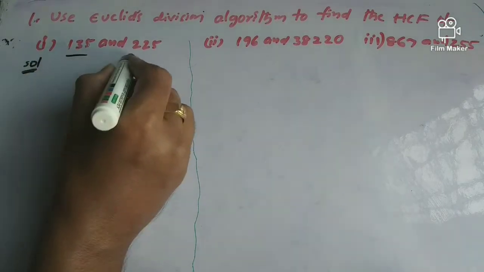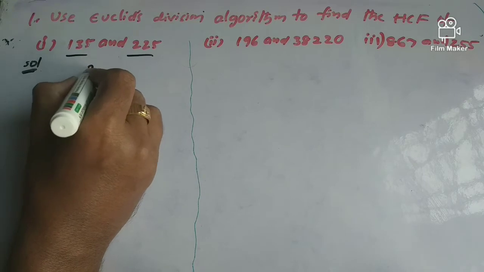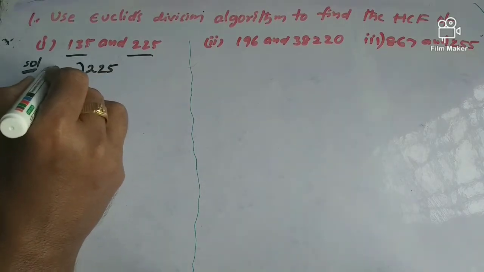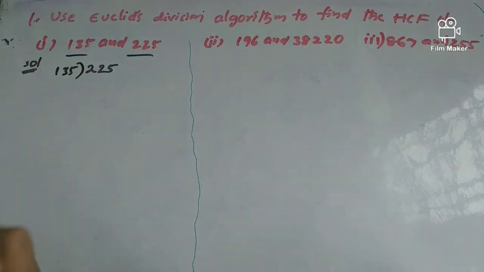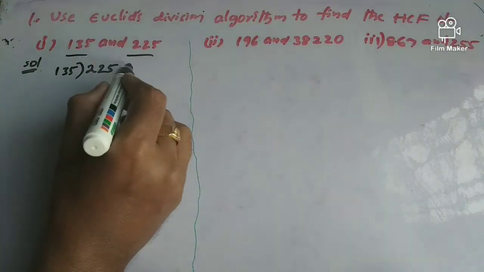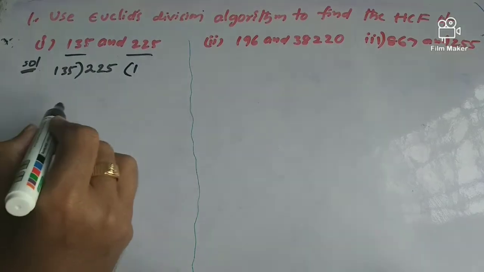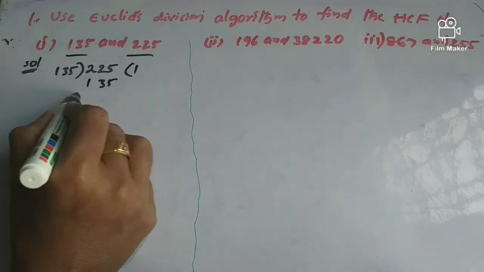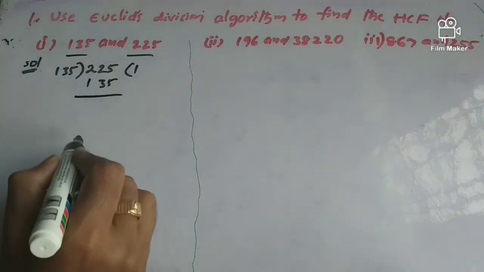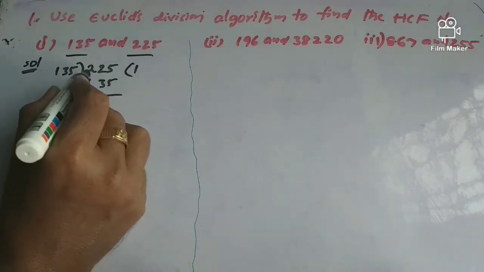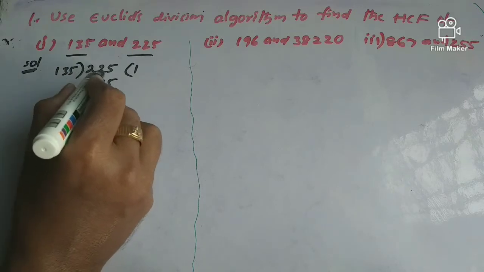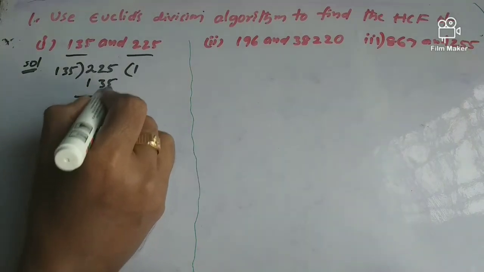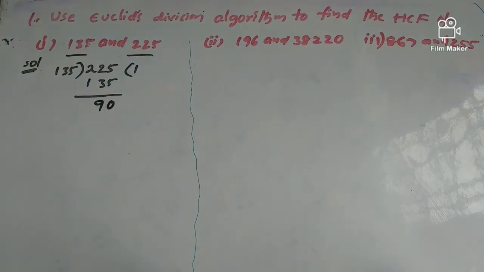In these two numbers, the biggest number is 225. So, I am dividing this by 135. It divides 1 time. So, 135, subtraction: 0, 12 minus 3, 9 will come here. 0, 90 is there.